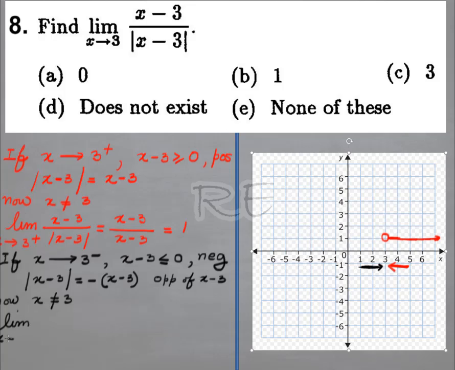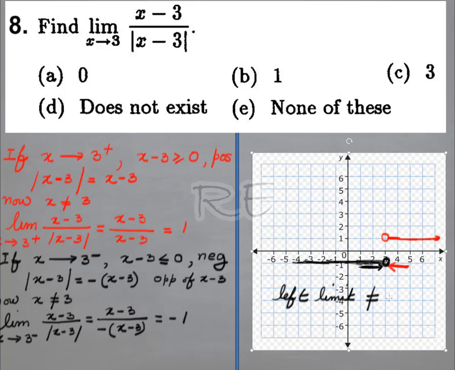The limit as x approaches 3 from the left of x minus 3 divided by the absolute value of x minus 3 will be equal to x minus 3 divided by minus parenthesis x minus 3, and it's equal to negative 1. X is not defined as 3, empty circle, and we're going to go left, and the line y equal to negative 1 is the graph of the function to the left of 3.